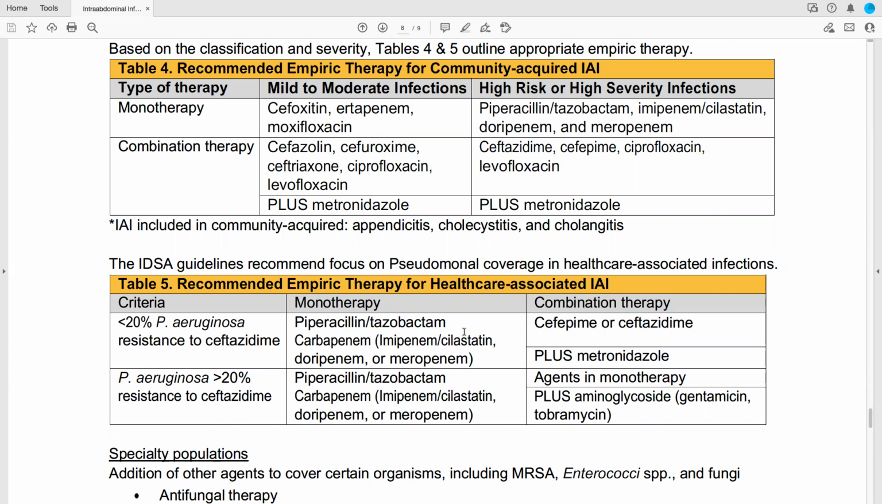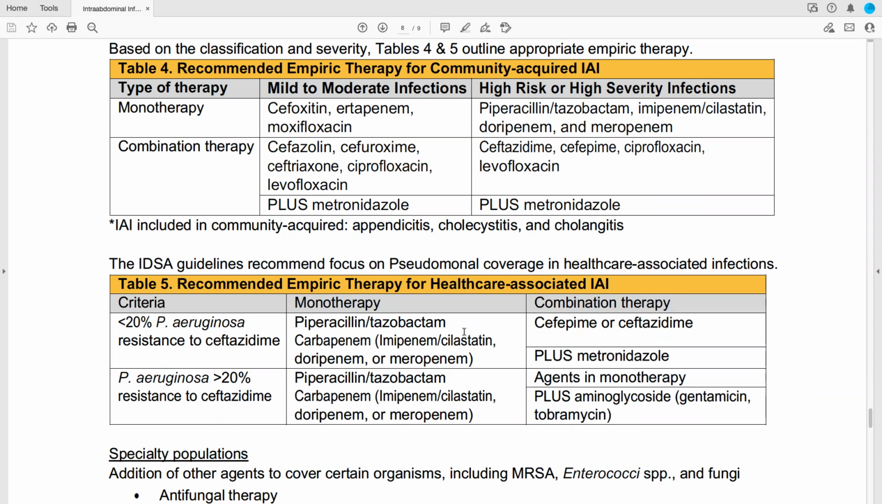And then for combination therapies, once again, we are using our agents that cover for Pseudomonas, our cephalosporins, but we know that the cephalosporins, with the exception of the one we talked about, do not cover for anaerobes, so we have to tack on metronidazole there. So in the event that you have greater than 20% resistance to ceftazidime, for monotherapy we can continue to use our other agents, because who cares? Ceftazidime isn't included in our monotherapy. We can still do what we need to do right there for our monotherapy.